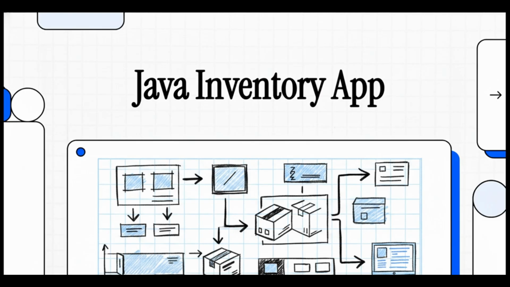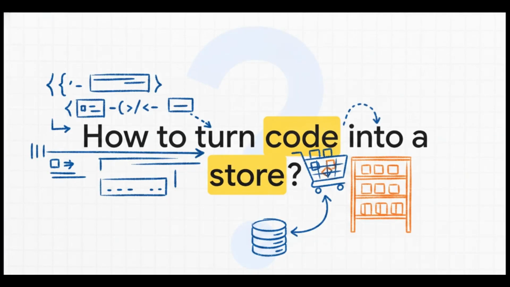If you've ever stared at a block of code and thought, okay, but how does this actually translate into the software running businesses all over the world? Well, you are absolutely in the right place. It's the ultimate question, isn't it? How exactly do you take lines of abstract code and transform them into a fully functioning store?